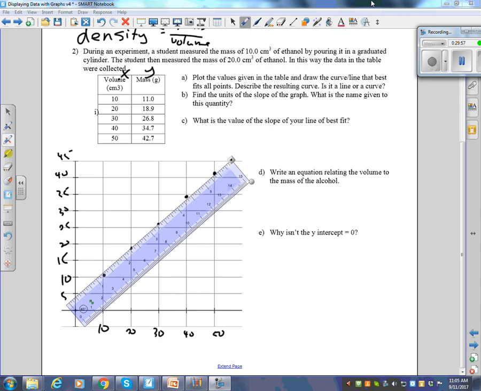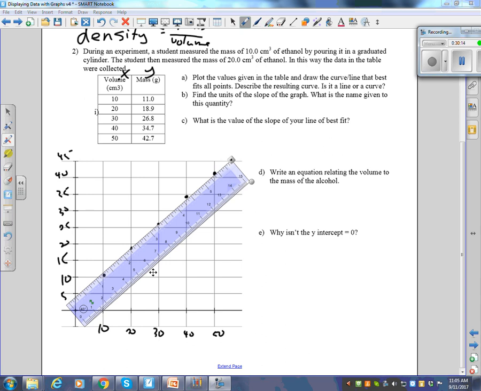So for example, is this data point right on the ruler? This one right here? It's a little bit off, right? Should I use that one? No. I should use ones that are right on the line. They're sort of like the representative for that data.